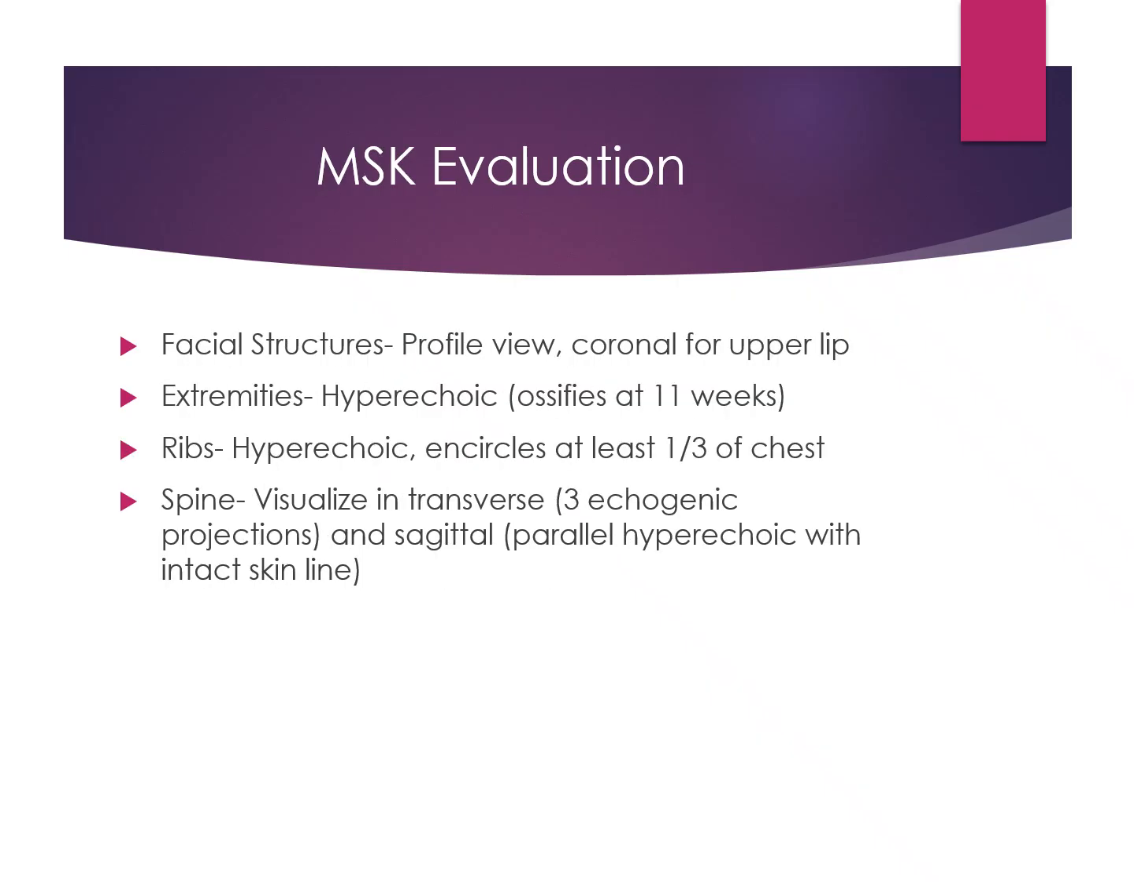For MSK evaluation, we're going to be taking a look at the bone structure as well as those soft tissue areas that are high predictors of abnormalities. In the next slide, I'm going to show you guys a lot of different pictures, and we'll go through it a little bit more in detail, especially with these more minute findings. So we're going to look at the facial structures, extremities, ribs, and the spine.